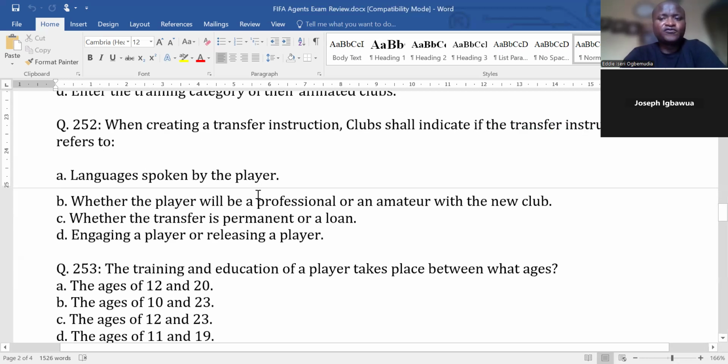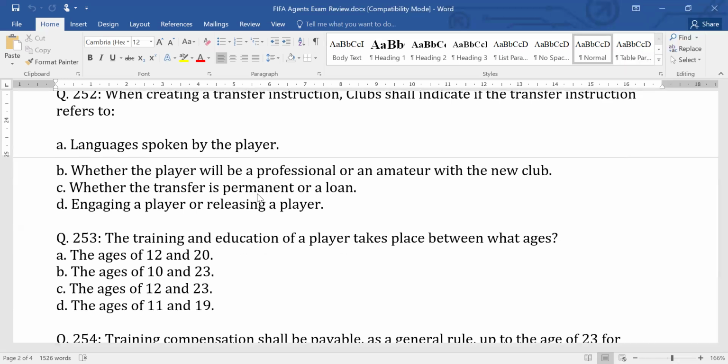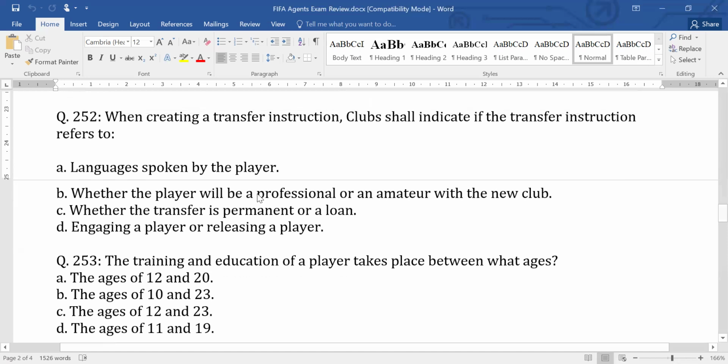Okay. All right. 252. When creating a transfer instruction, club shall indicate if the transfer instruction refers to. Now, there are basic things that is required from clubs according to the material you are studying. When they want to upload a transfer instruction to transfer a player between themselves and any other club, the instruction will include if the player is a professional or an amateur. Okay, the status of the player is very important. Then also, they will state whether the transfer is permanent or a loan. And also, it's either an engaging or they are releasing the player.